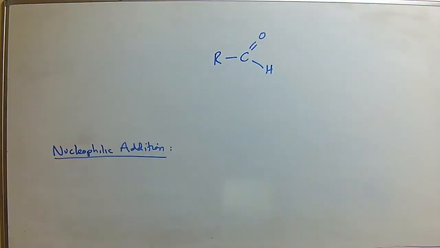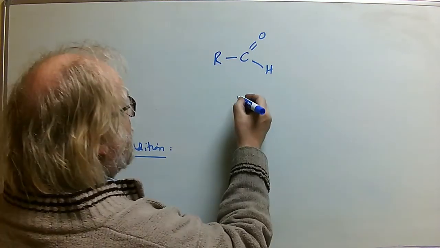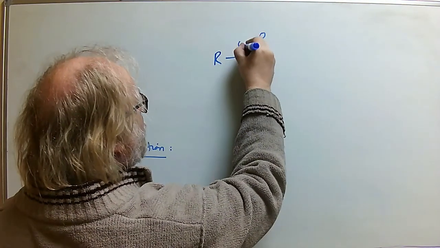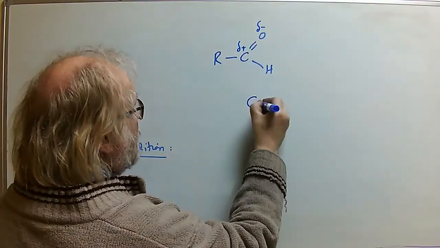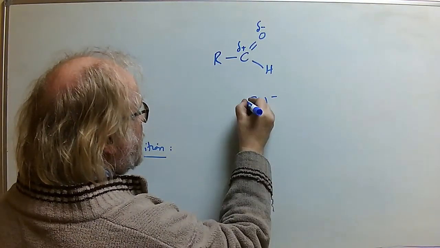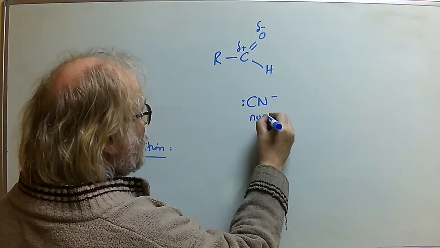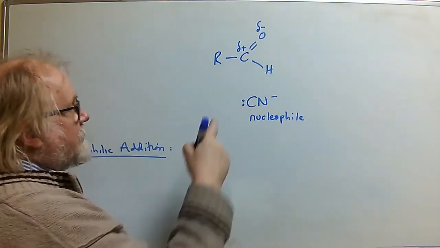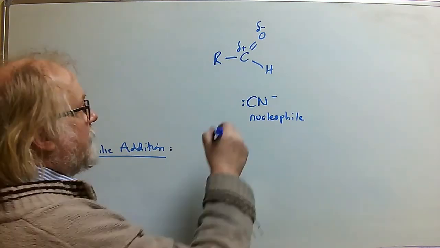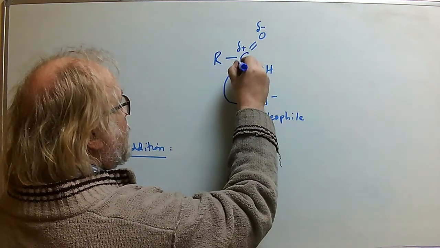This is the bit that reacts. And remember, what happens in nucleophilic addition is that you have a polar bond there, and cyanide is the nucleophile. Okay, a nucleophile is an electron pair donor, and that's got the electron pair ready to donate, so it does that.